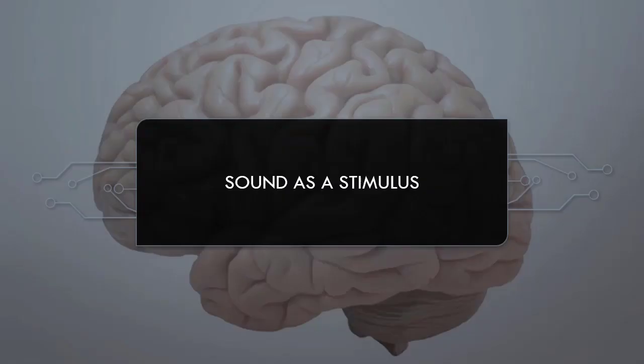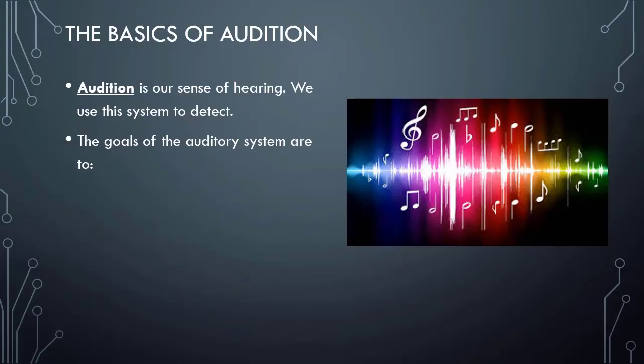So let's talk first about sound as a stimulus, because we need to know what the energy that we're transducing is. If you remember the beginning of the visual system lecture, we talked about the different sensory systems, specifically in the brain, being responsive to certain kinds of energy from the environment. Starting at the most basic level, audition is our sense of hearing. And we use this system for a few things.